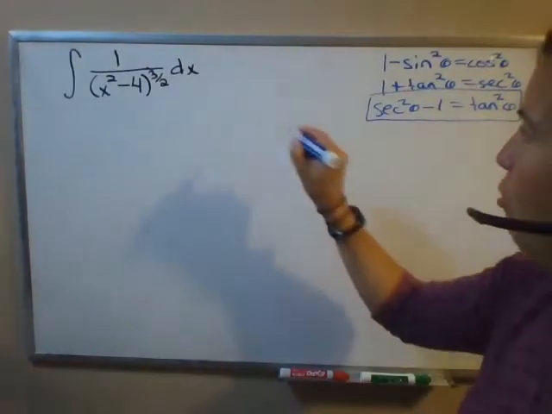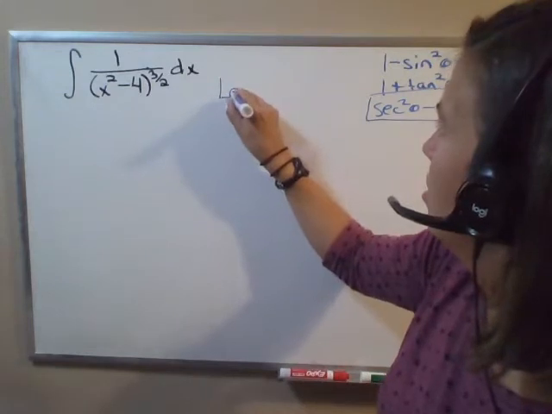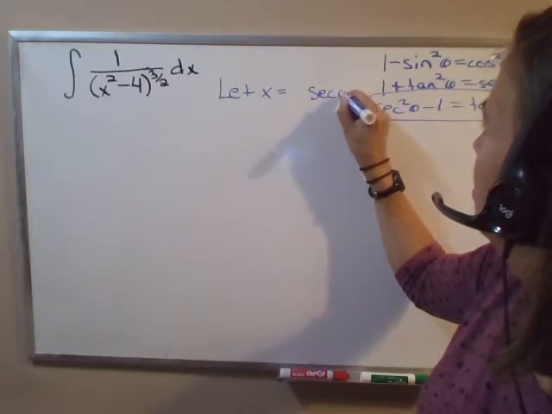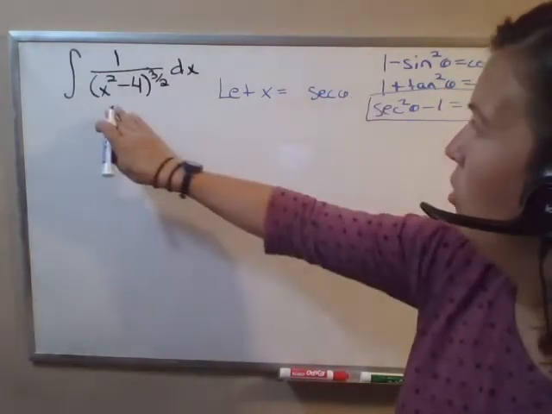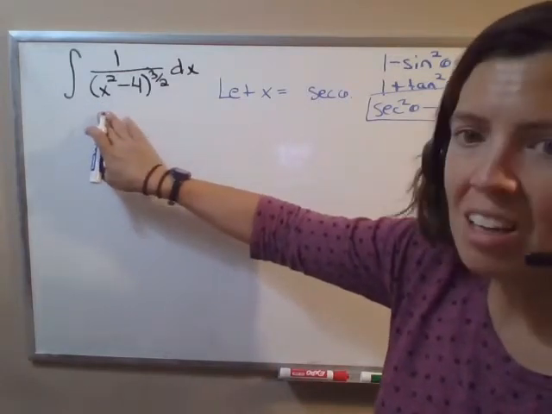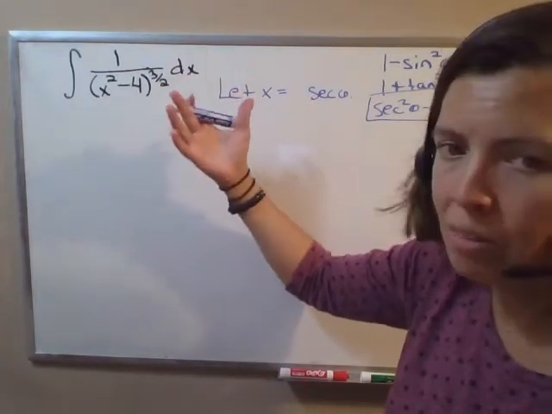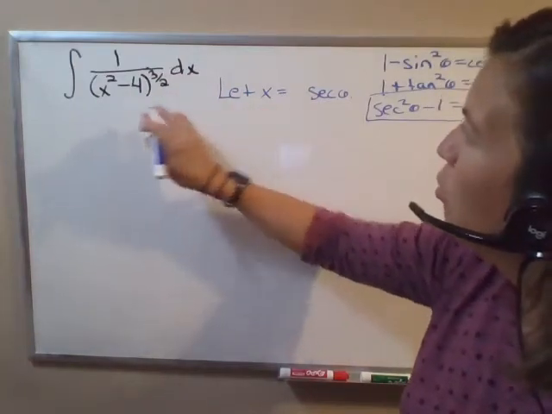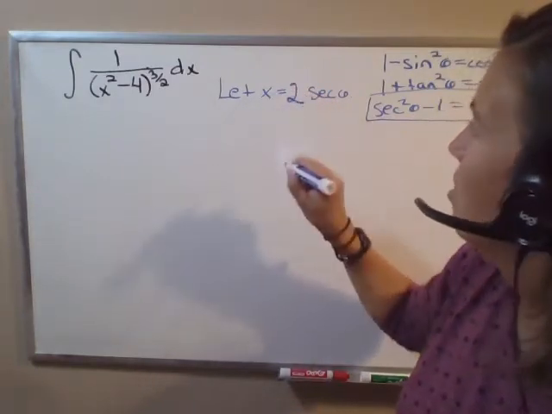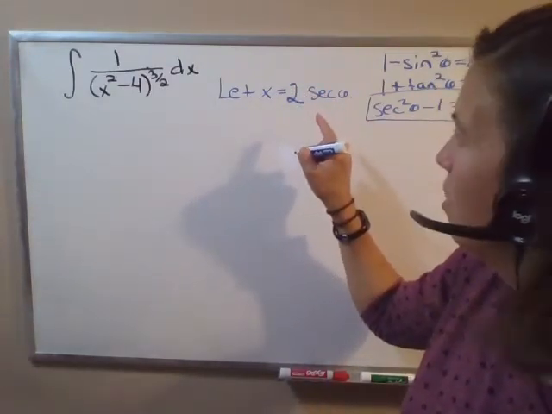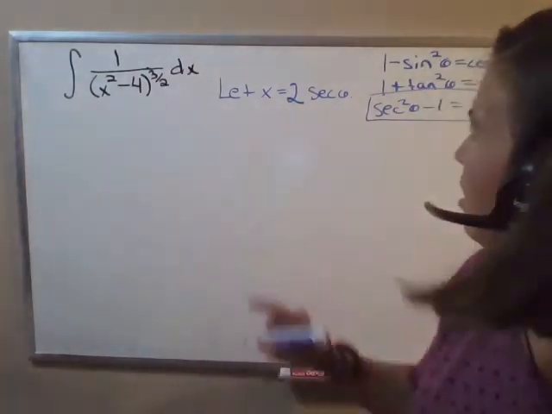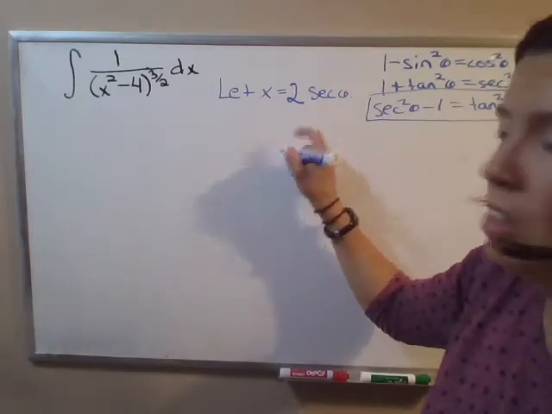Now, if we did a straightforward let x equal just secant of theta, then notice that that would give you secant squared theta minus 4. And secant squared theta minus 4 isn't anything. We can't simplify that. So we need the 4 to factor out. The way to make that happen is to let x equal 2 times secant theta. That way when you square it, you'll have 4 secant squared, and so the 4 will factor out. So this is the substitution that we want.